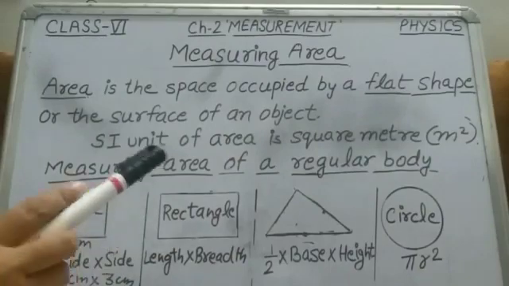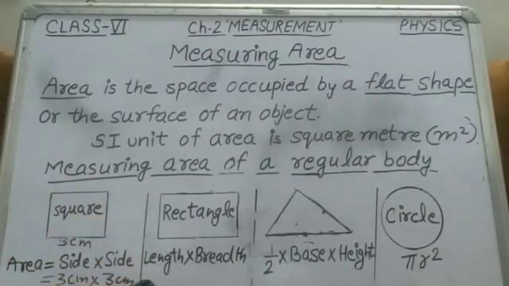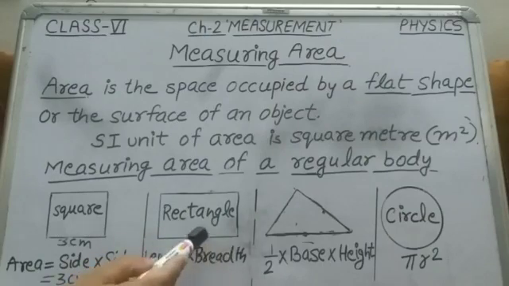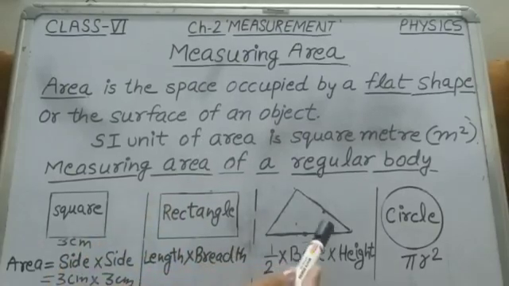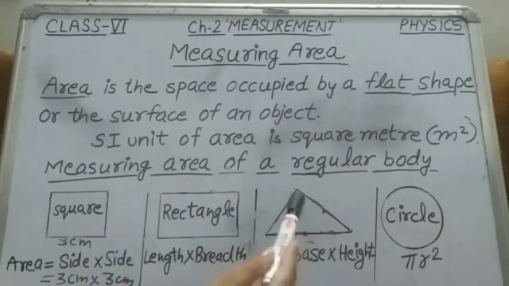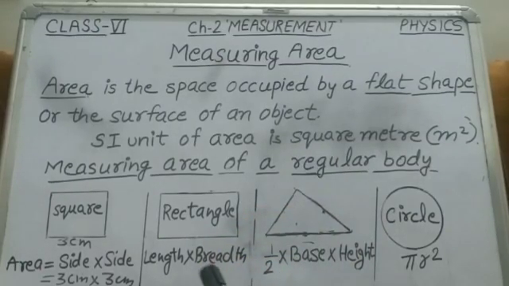Similarly, if we have to find out the area of a rectangle, we will apply the formula, that is area of rectangle is equal to length into breadth. And if we know the length and breadth of a rectangle, we can easily find out the area of that rectangle. Now, triangle, the formula to find out the area of a triangle is 1 by 2 into base into height. If you know the length of the base of the triangle and the height of the triangle, you can easily find out the area of that triangle.